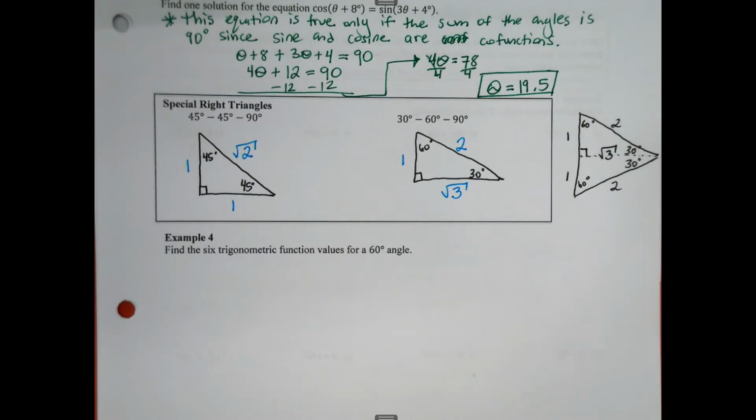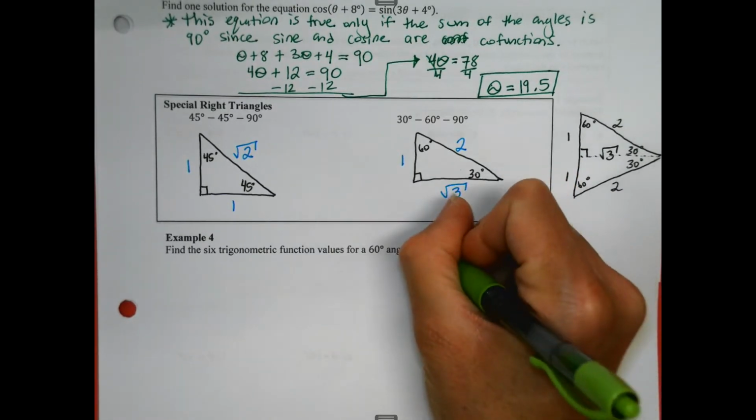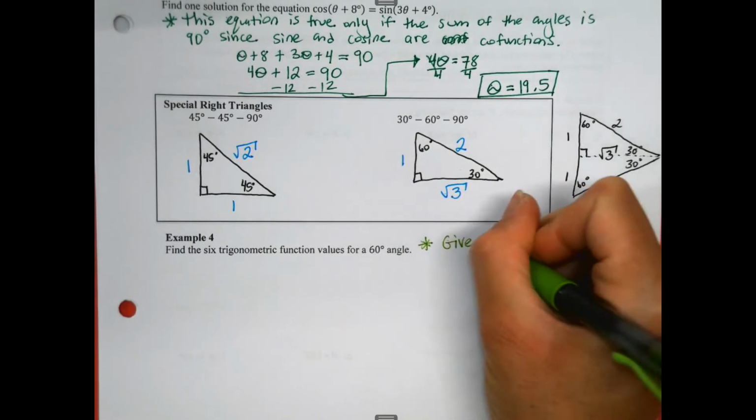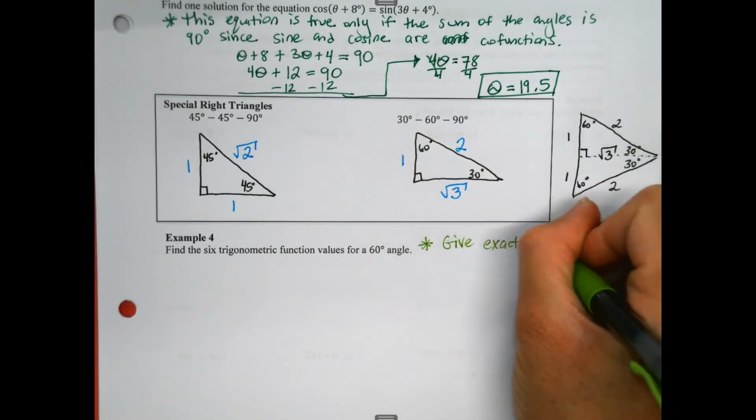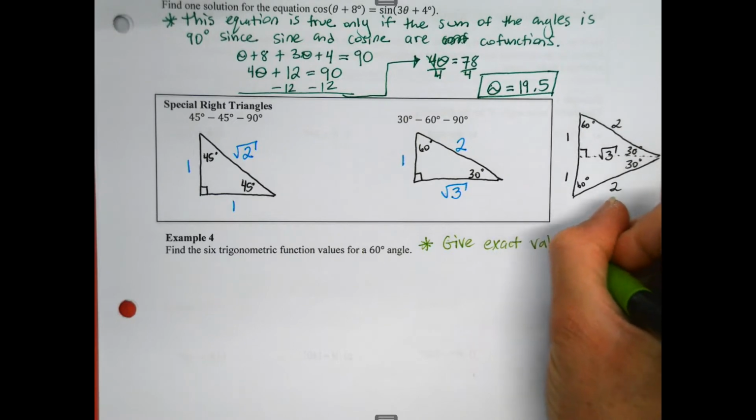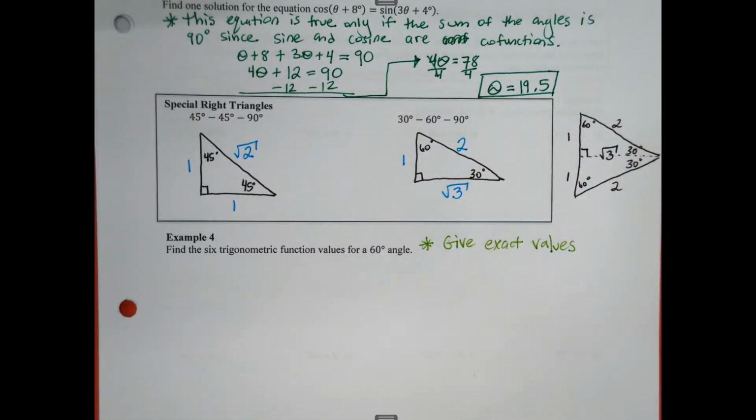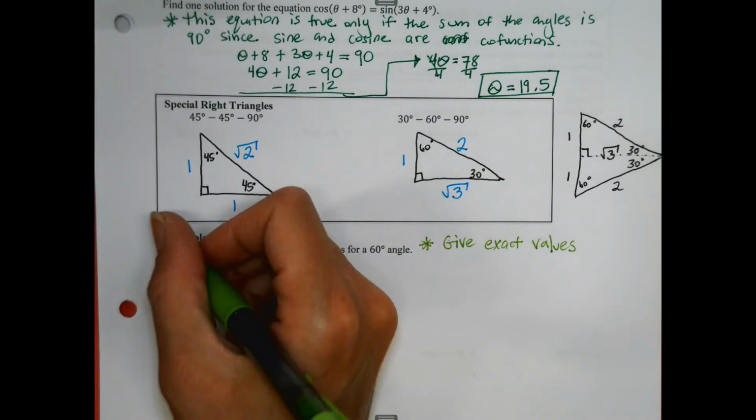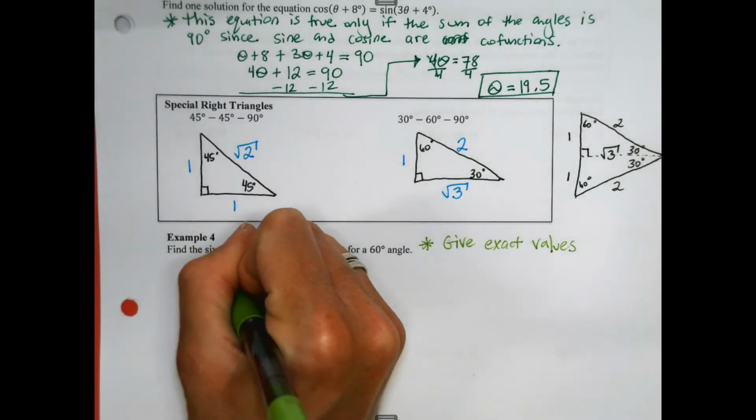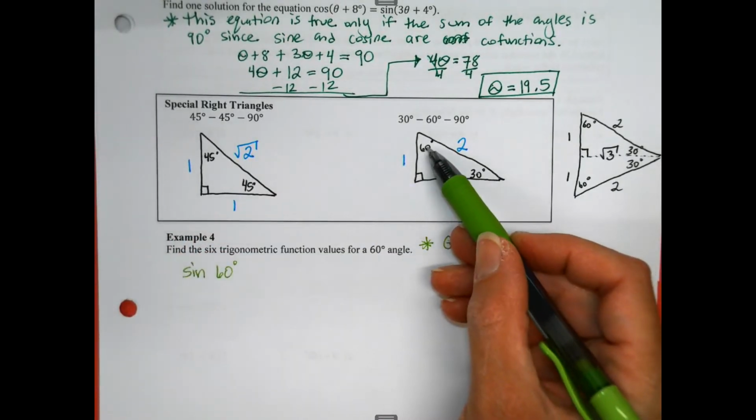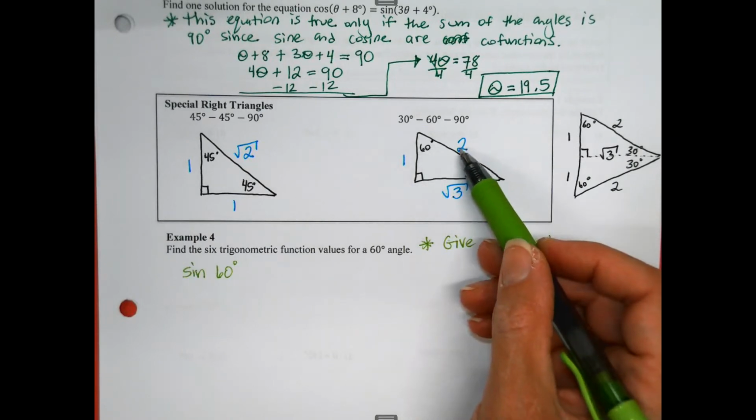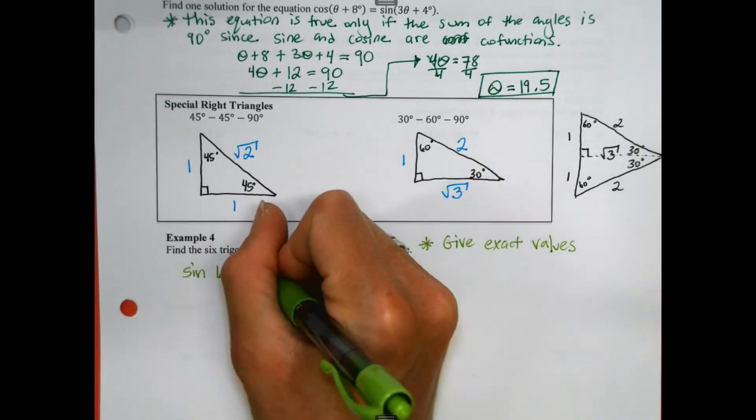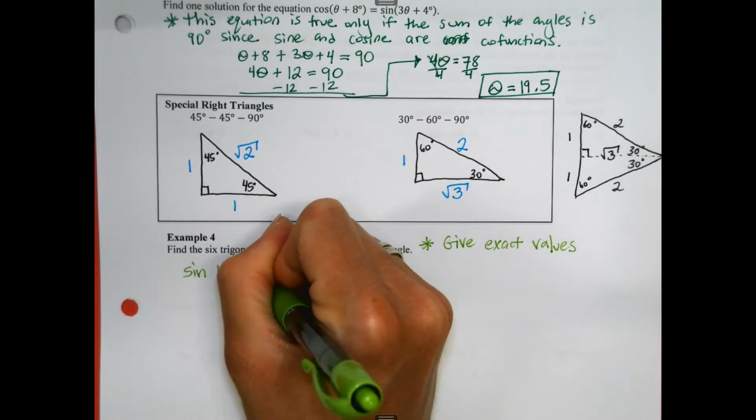This first example here, example number 4, says to find the 6 trigonometric function values for a 60-degree angle. We always want to give exact values. We're never going to give decimal approximations in trigonometry. We will always give fractions. So the sine of 60 degrees. Well, here 60 sine is opposite over hypotenuse. So our sine of 60 is going to be the square root of 3 divided by 2.